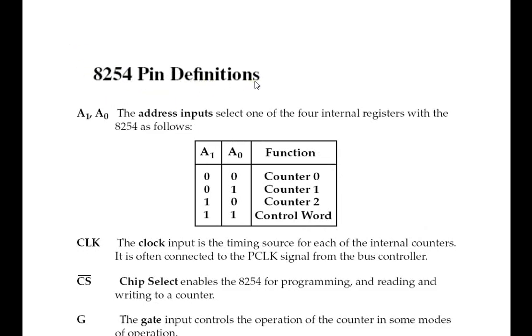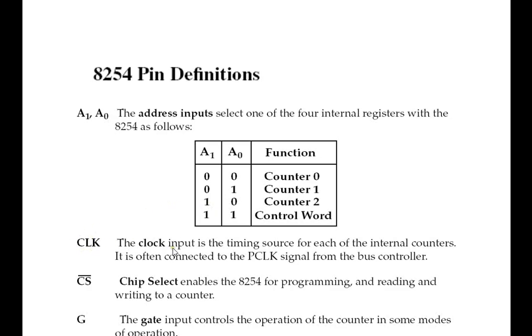8254 pin definitions. A0 and A1 are address inputs, and select one of those 4 internal registers in the 8254. Now if A1 and A0 are 0 0 that will select counter 0, 0 1 is for counter 1, 1 0 is for counter 2 and 1 1 is for the control register or control word.